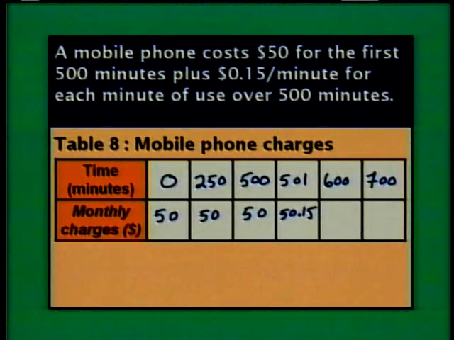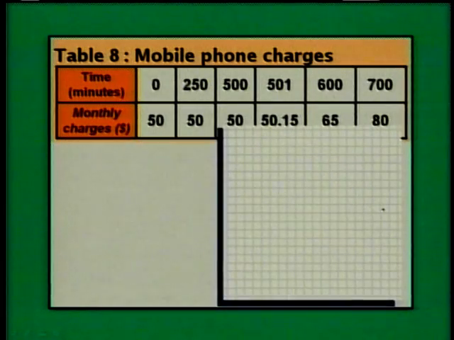They're charging me 15 cents per minute, so that will be $15 per 100 minutes. So my charges are going to go up $15 from the 50 they were at 500 minutes. If I talk for 700 minutes, that's an additional $15. So my monthly charges will go up to $80. Let's graph this data and see what it looks like.